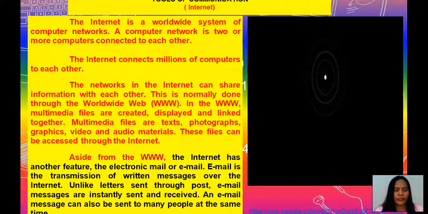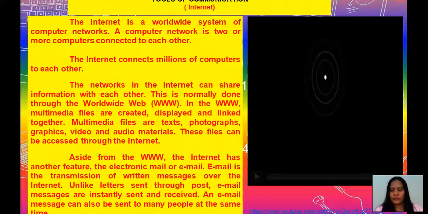Aside from the WWW, the internet has another feature, the electronic mail or email. Email is the transmission of written messages over the internet. Unlike letters sent through posts, email messages are instantly sent and received. An email message can also be sent to many people at the same time. Let's watch a supplemental video on what is the internet.